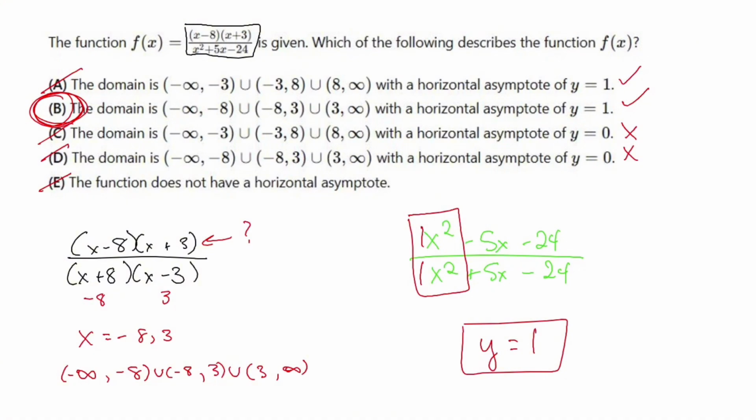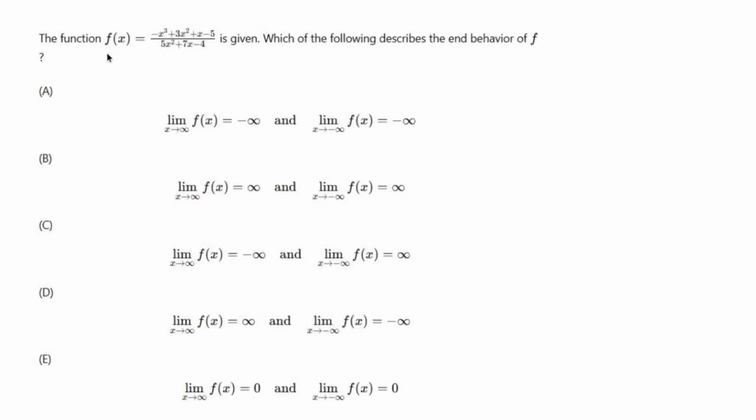The function f of x equals negative x cubed plus 3x squared plus x minus 5 all over 5x squared plus 7x minus 4 is given. Which of the following describes the end behavior of f?